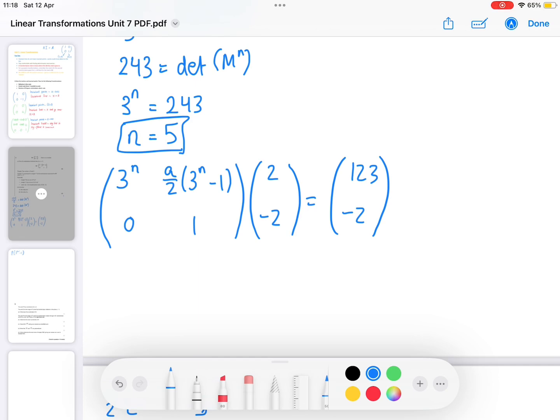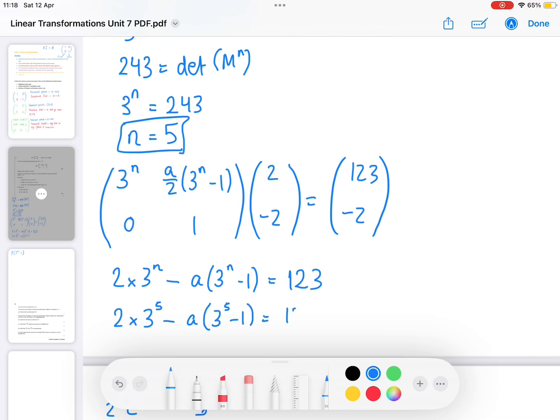So we have 2 times 3 to the n minus a times 3 to the n minus 1 equals 123. We don't need to worry about the lower elements because 0 and 1 means that the minus 2 has just stayed as minus 2. We know n equals 5, so plugging that in, 2 times 3 to the 5 minus a times 3 to the 5 minus 1 is 123. If you solve that for a, which is pretty straightforward, you get that a equals 3 over 2, which is the correct answer.